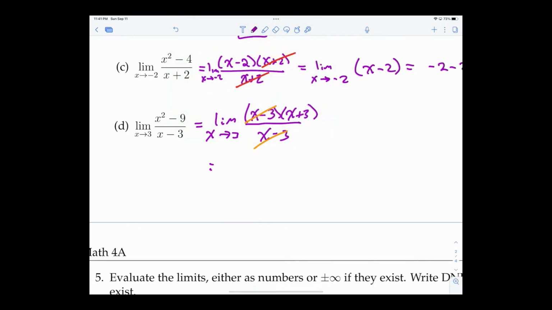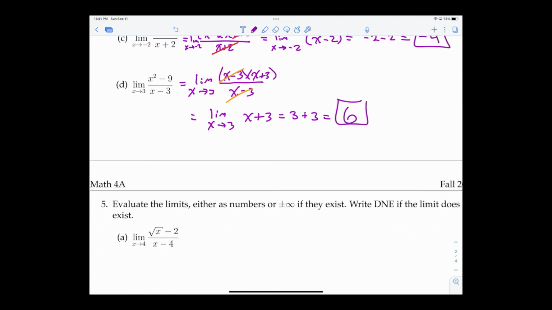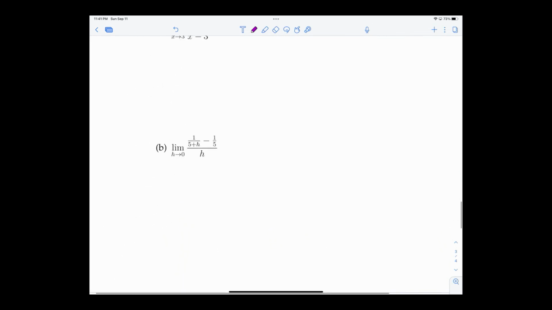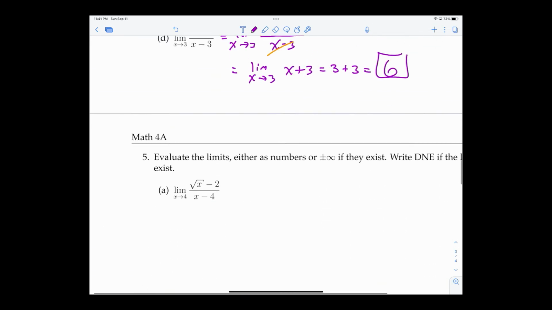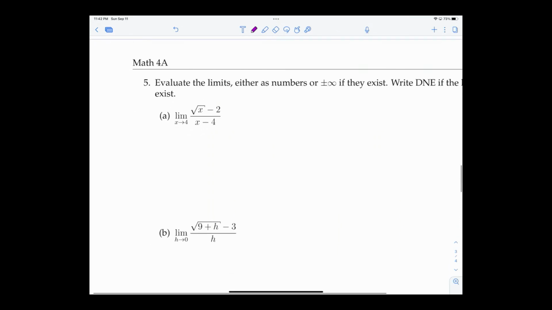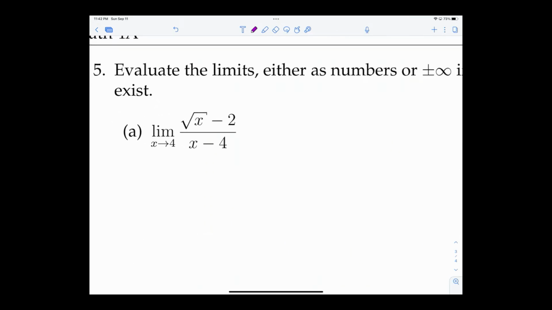We've got the limit as x goes to 3 of x plus 3, which is going to be 3 plus 3, which is 6. Okay, so the last two problems there were pretty much the same problem. All right, so problem 5 and 6 is where we've got quite a bit more complicated stuff to do, right? So these are our root type, fraction type limits and stuff. So let's go ahead and do this.